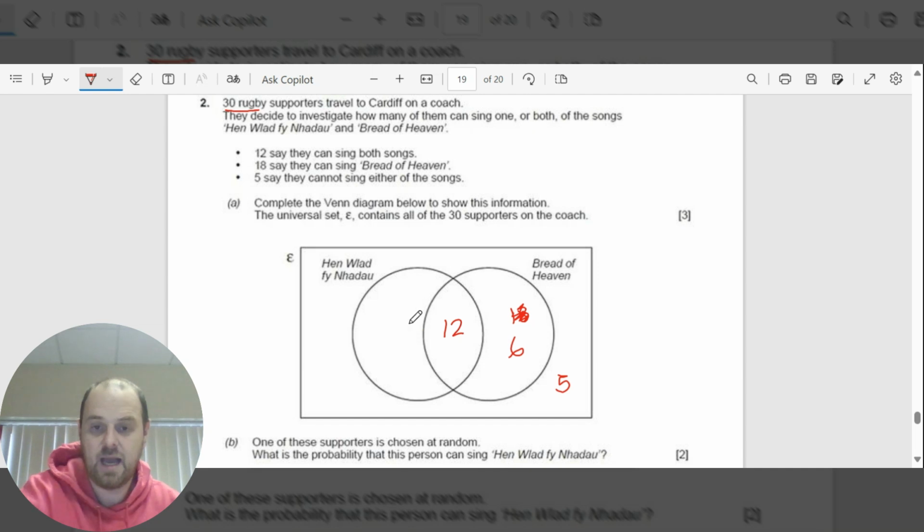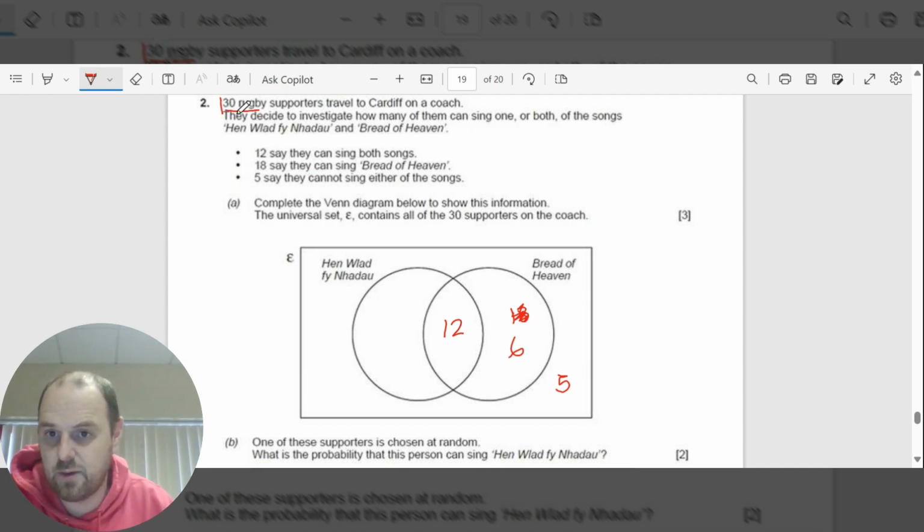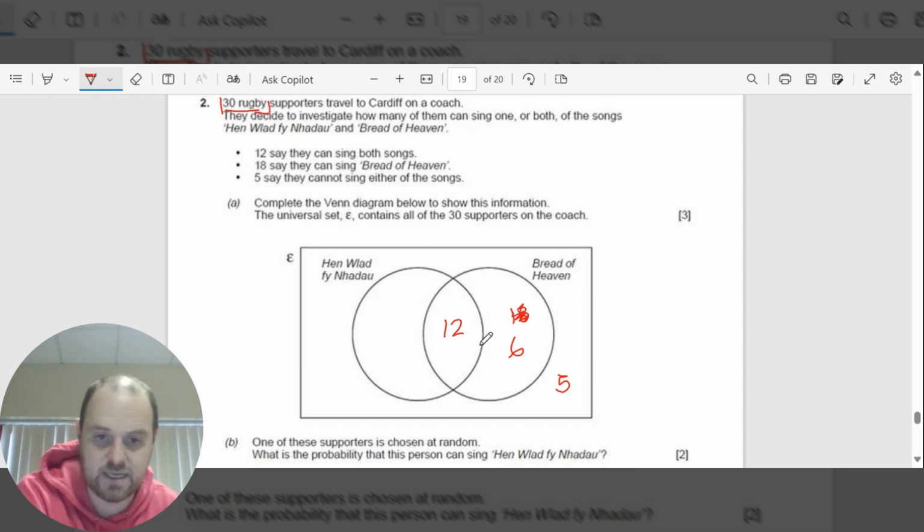Missing number. How am I getting it? Well, if I read, I know that there's 30 people altogether, and at the moment I've only got 23 on there. So 7.